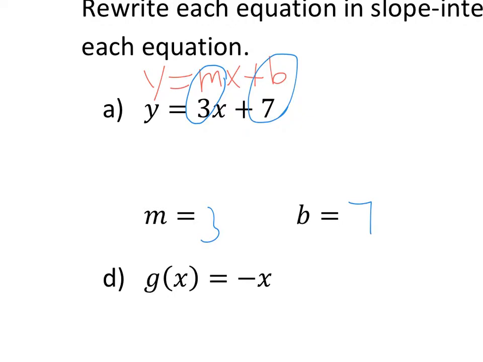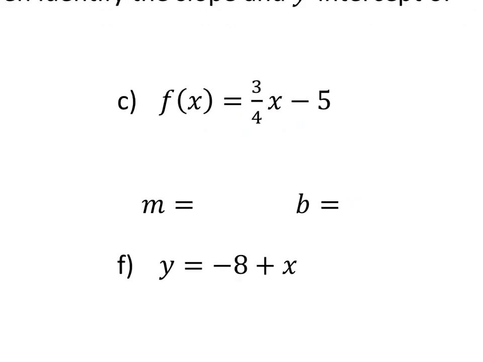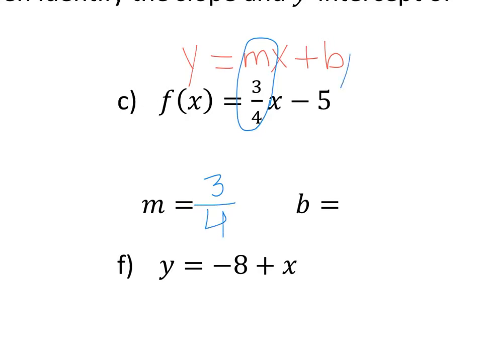Let's jump to letter C. So now we have function notation, which is fine. Our slope-intercept form is y equals mx plus b. And this is in that form. It's okay that we have f of x. F of x, remember, is the same as y. It's just function notation. Our slope is 3/4. And our y-intercept, because of that minus sign, is -5.